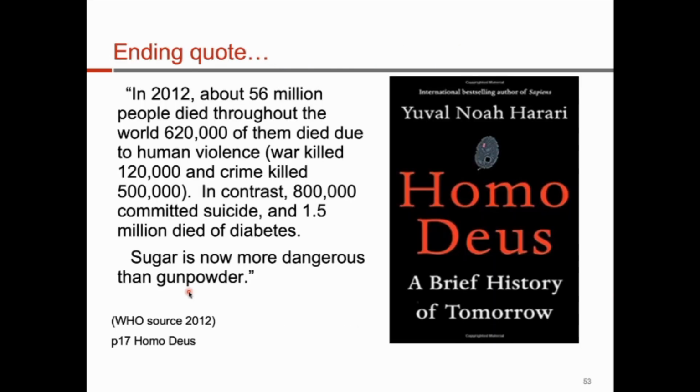So I just have one more slide. I don't know if any of you have read this book, but page 17 totally was fixated in my mind. And the author, Yuval Harari, took this data from WHO from 2012. So I'll just end by reading it. In 2012, about 56 million people died throughout the world, and 620,000 of them died due to human violence. War killed 120,000, and crime killed 500,000. In contrast, 800,000 committed suicide, and 1.5 million died of diabetes. Sugar is now more dangerous than gunpowder.